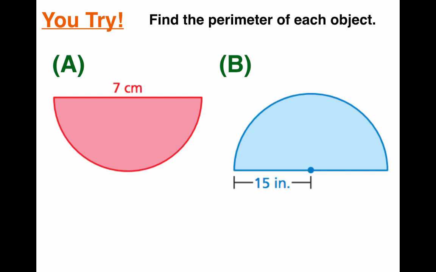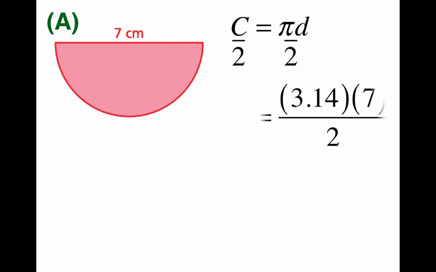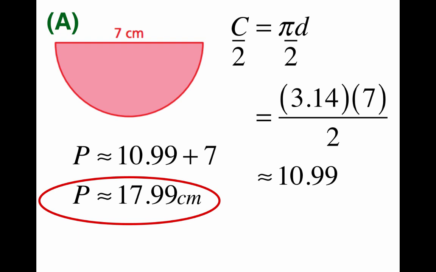Okay, you're unpausing your device. You've done both of these problems. You want to check your answer, so let's see how you did. Here's the first one that has a 7 centimeter diameter. So C equals pi times d, but we're going to divide by 2. 3.14 times 7 divided by 2 is 10.99. I hope that's what you got too. Final answer, though, is to add 10.99 to 7, which is 17.99 centimeters. So the answer to part A is 17.99 centimeters.